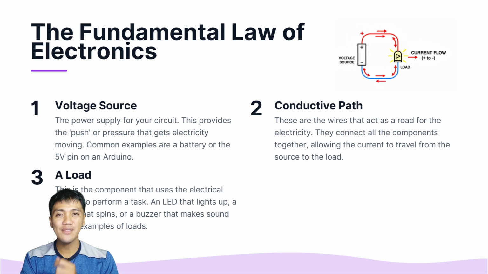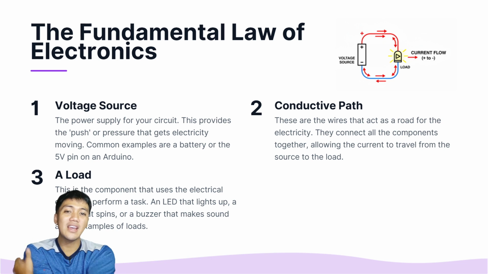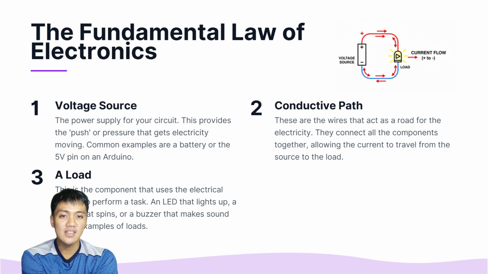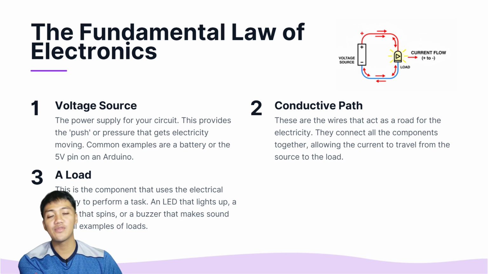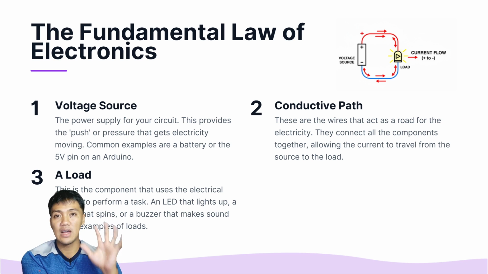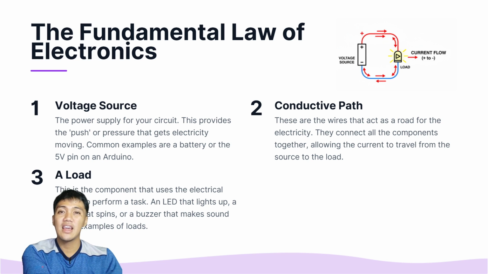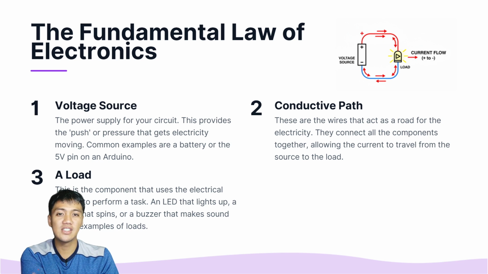Next, you have to make a conductive path for your voltage to flow. The wires itself act as the road for electricity. It connects your voltage source. It connects your components together, allowing the current to travel from the source to the load. Now, the source, most of the time, when we say source, it is the source of the voltage. It could be your battery, it could be the 5-volt pin in the Arduino.